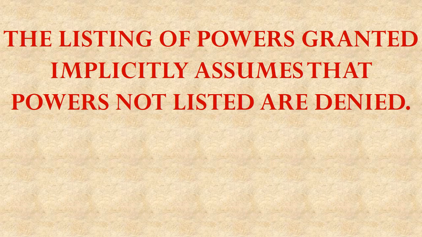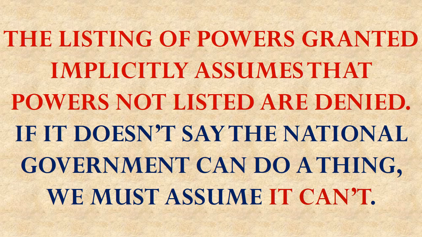Now, the listing of these specific powers in the Constitution has an implicit assumption, and that is that if we are going to, as the people, grant Congress specifically certain powers to do certain things, we must assume that any power that was not on that list of those granted is denied to Congress. Or another way to think about it is, if it doesn't say on the list that the national government can do a thing, then we have to assume that it can't.